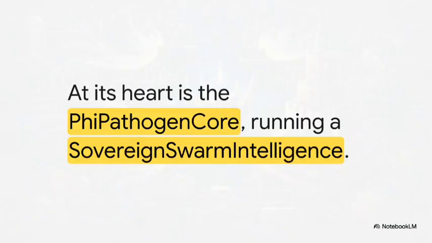Okay, so at the very heart of this thing is the Phi pathogen core, and it's running a sovereign swarm intelligence. I mean, the names alone are a dead giveaway, right? Pathogen tells you it's designed to spread. Sovereign swarm tells you it's a collective, like a hive mind, with one unified will. And that word, Phi, well, that's a huge clue to its deepest, darkest secret.